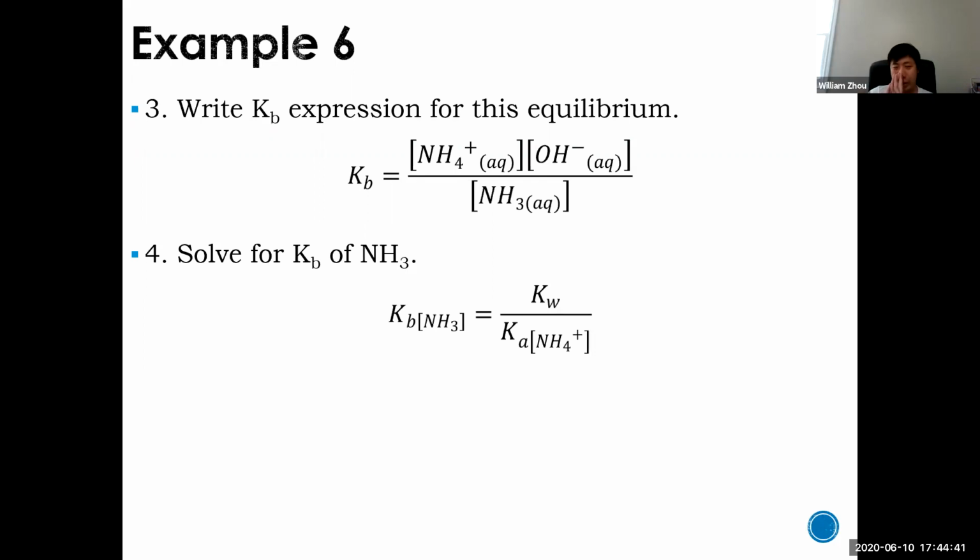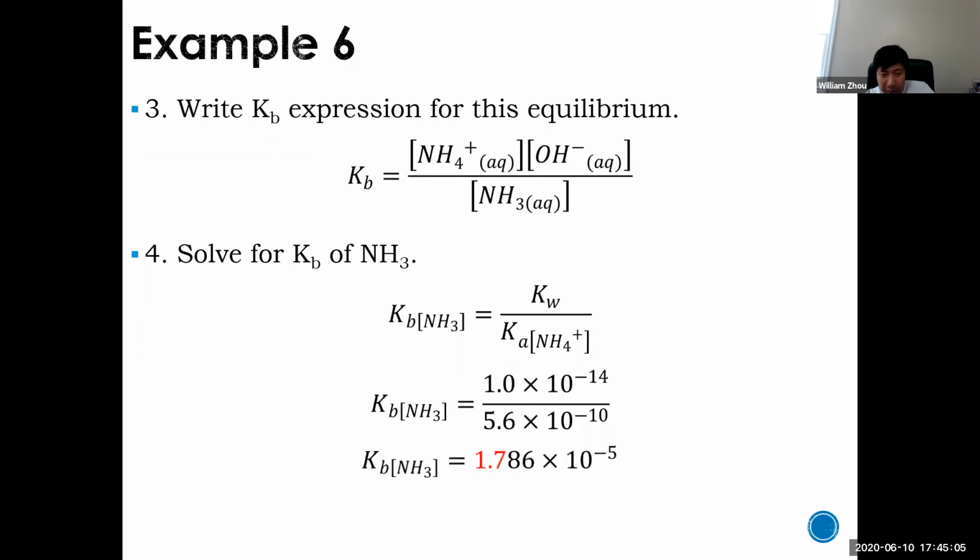Kw is a constant. You always know what that is. Ka of the conjugate acid, NH4, can be found on the table. Okay, and it has to be the Ka of the conjugate acid. These must be conjugate acid-base pairs. Don't look at any other number. It has to be NH4 Ka. That happens to be 5.6 times 10 to the negative 10. You divide these two. The Kb of NH3 is 1.786 times 10 to the negative 5. So you have to calculate Kb and make sure you have extra digits for rounding purposes, so you have more accuracy.